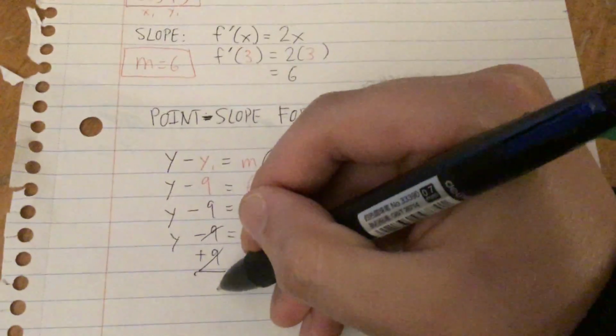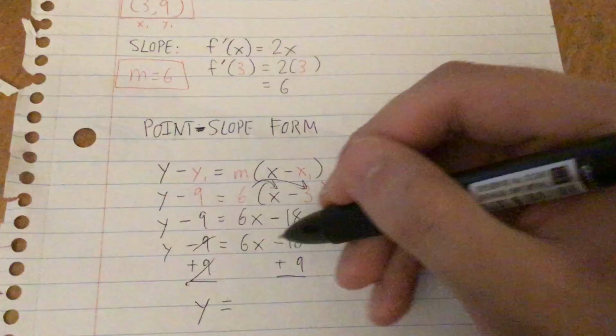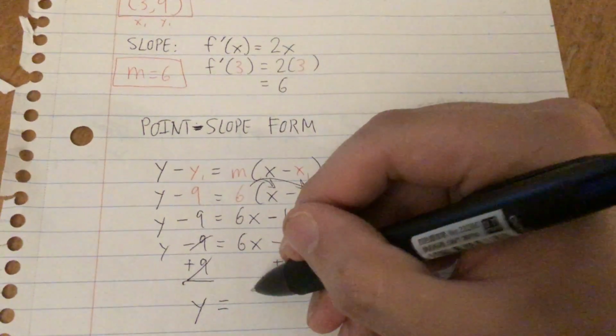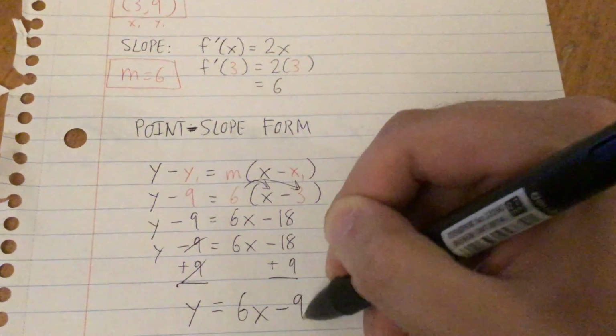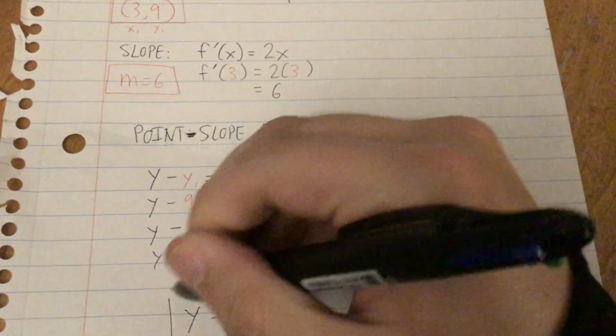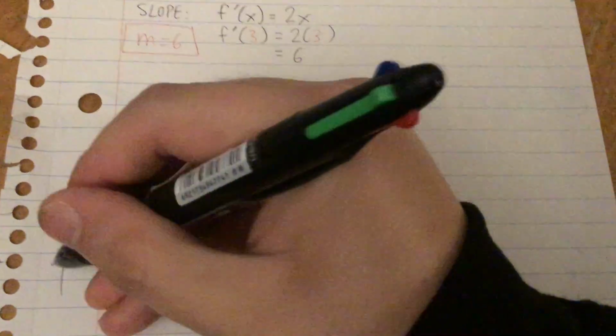And therefore, I get y isolated. 6x minus 18, I'm going to add 9 on both sides. So y equals 6x minus 9 is the equation of my tangent line.